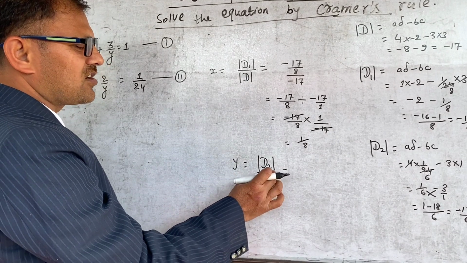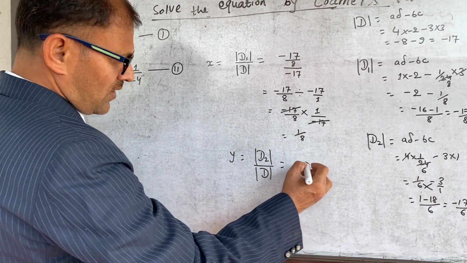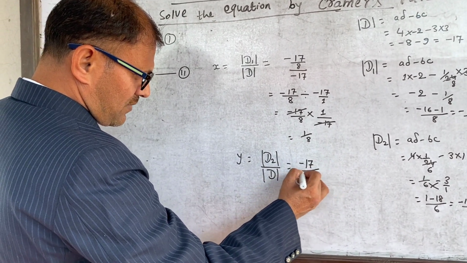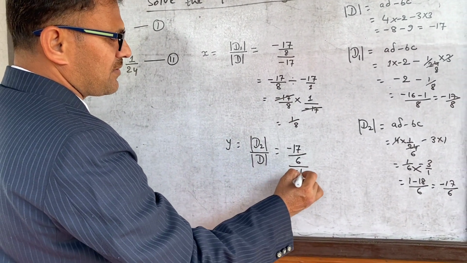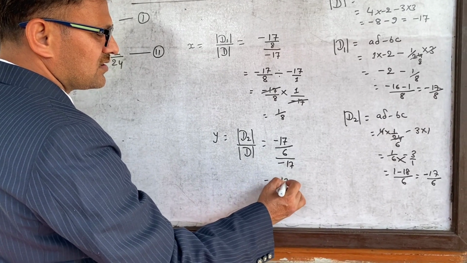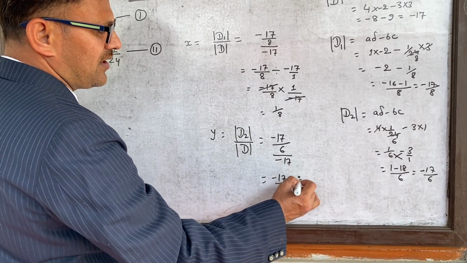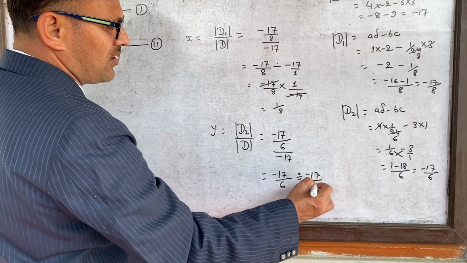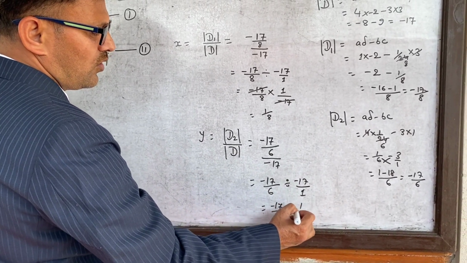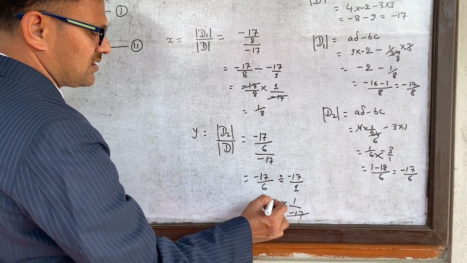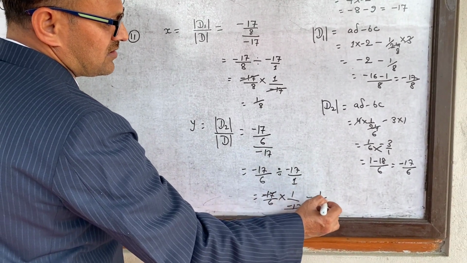Similarly, y is equal to this. Now minus 17 by 6 by minus 17, that means minus 17 by 6 divided by minus 17 by 1, that means minus 17 by 6 into 1 by minus 17. This cancels, giving 1 by 6.